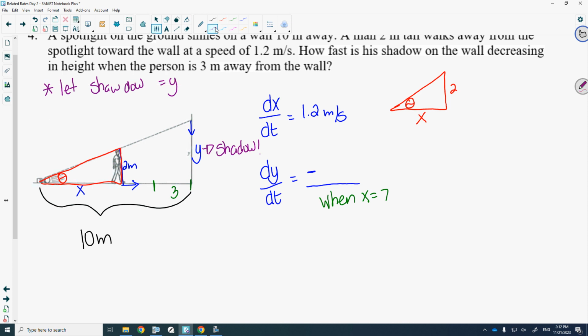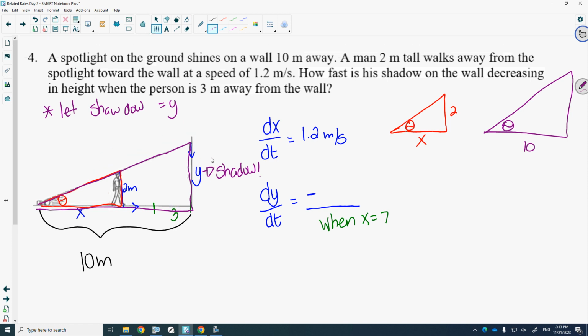The second triangle that has the exact same angle would be the big triangle. So it has the exact same angle. And I know that from here to here, what would this base be for this triangle? It'd be 10. The distance from the spotlight to the wall is 10. And I know that this is y. So what we could do for similar triangles is proportional reasoning.